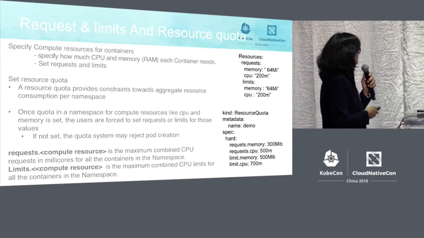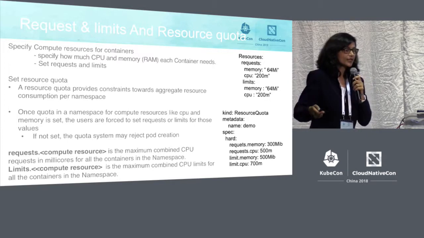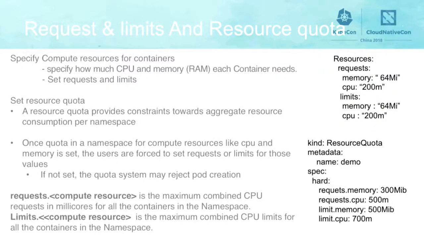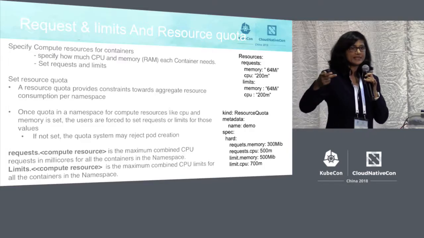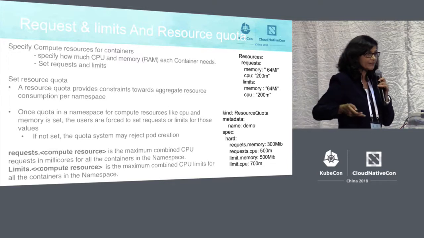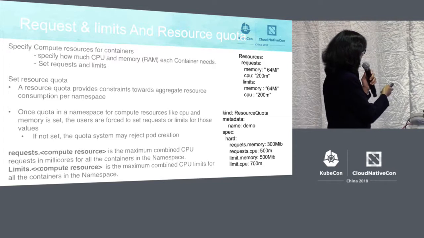Resource quota. When you're setting up your Kubernetes, you can organize Kubernetes into namespaces. And resource quota really helps. It provides a constraint towards aggregate resource consumption per namespace. So if you think about setting up your cluster, maybe with a dev namespace and a production namespace, it's a good idea to limit the dev namespace with a certain amount of compute resources.